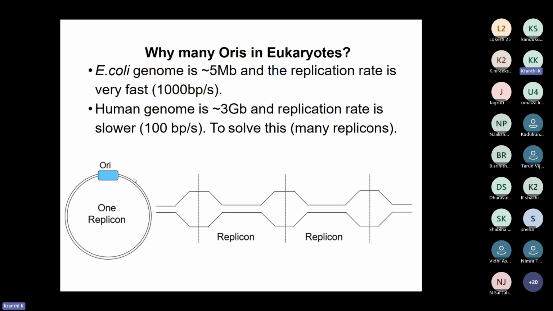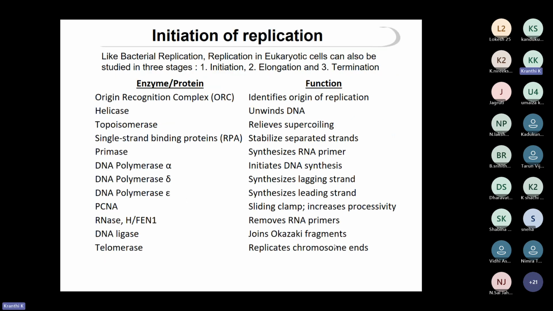So in prokaryotes, replication happens at one origin site, but here it's not like that. When you see the double-stranded DNA, replication happens at multiple sites, from here, here, here. Then coming to the replication process in eukaryotes: like bacterial replication, replication in eukaryotic cells is also studied in three stages: initiation, elongation, and termination. Now let us see the enzymes and proteins and the functions of the different enzymes and proteins.